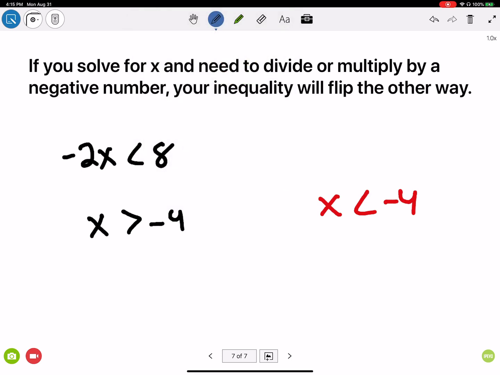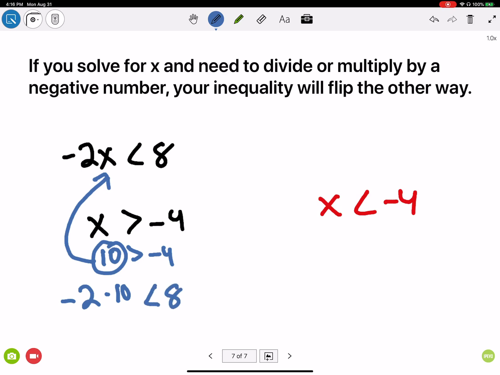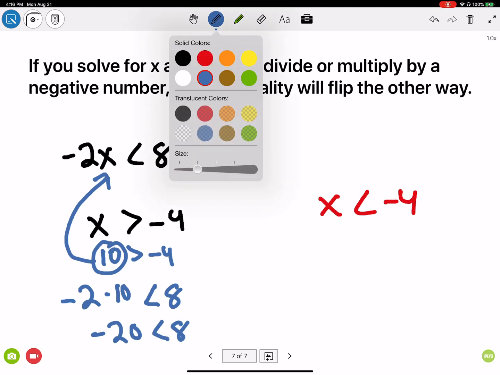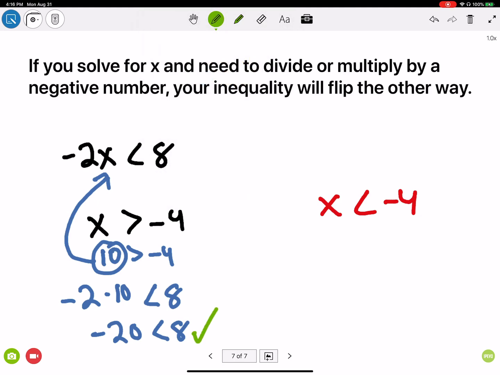Well, let's choose, for example, for the left side, if x is greater than negative 4, let's choose 10, right? 10 is greater than negative 4. So let's substitute 10 in for this x. If I rewrite this, it now says negative 2 times 10 is less than 8. Well, negative 2 times positive 10 gives me negative 20, is less than 8. Is that true? Does this check? Yeah, negative 20 is definitely less than 8.